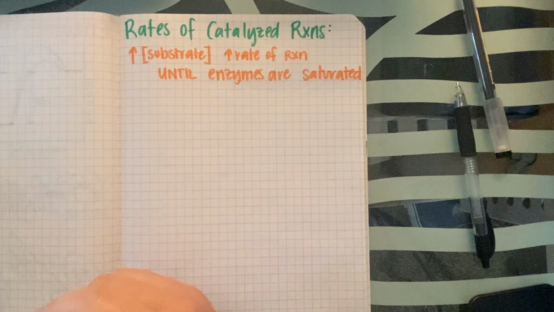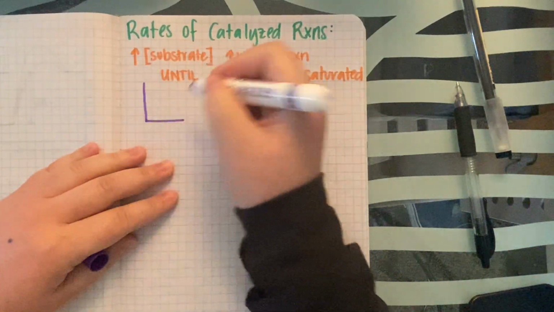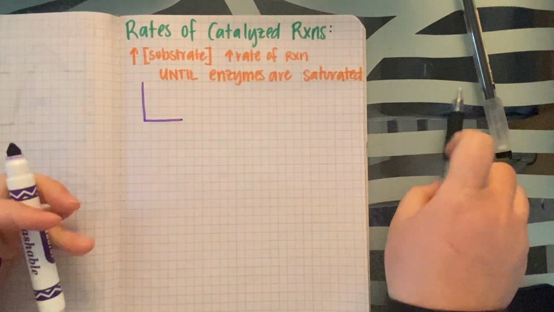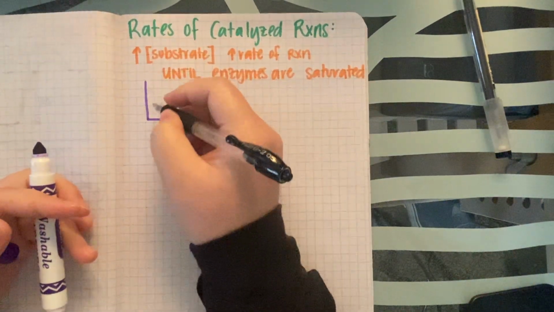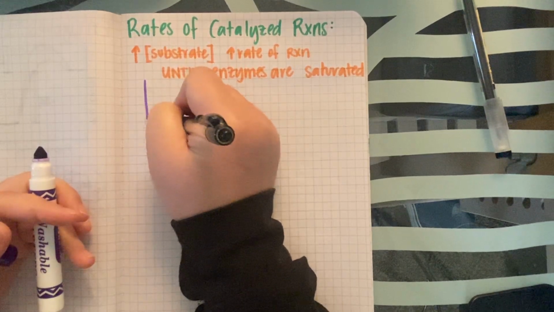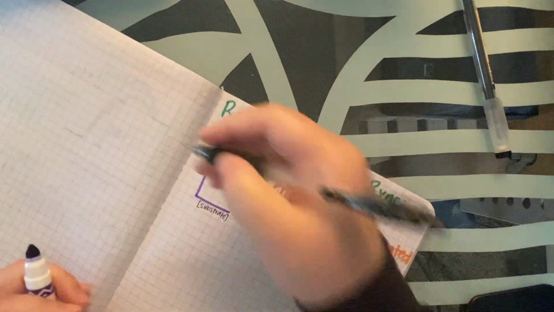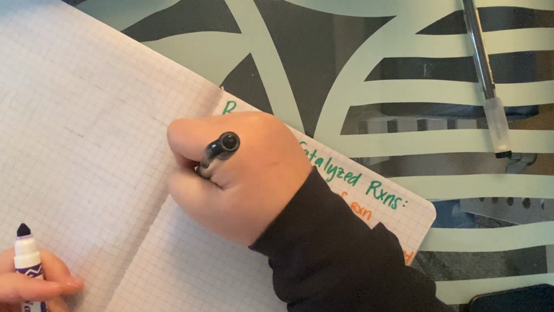So if we were to look at this graphically, your graph would plateau, right? So on our x-axis we have substrate concentration, we're just going to keep adding more substrate, and then on our y-axis we have rate of reaction.